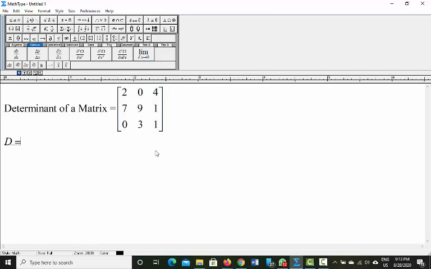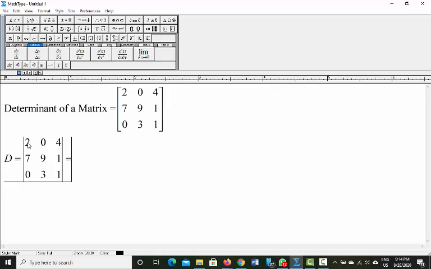So let's find the determinant of this matrix. When we write a matrix, we can write it inside a bracket or a parenthesis. But remember, when you want to find the determinant of a matrix, it has to be inside a modulus sign. When you put a matrix inside a modulus, we understand that we want to find the determinant of that matrix.